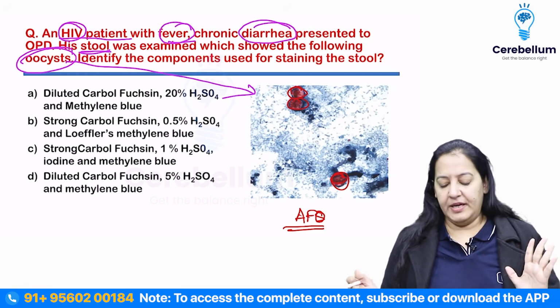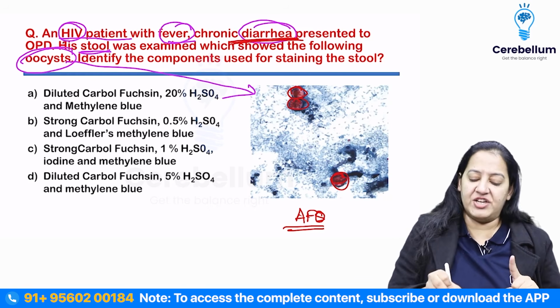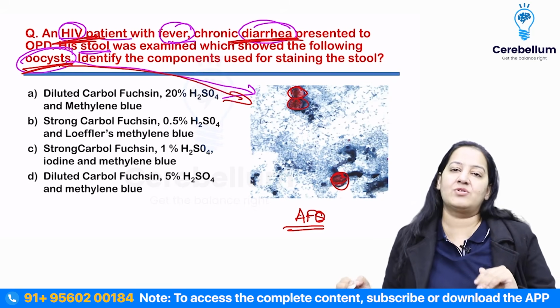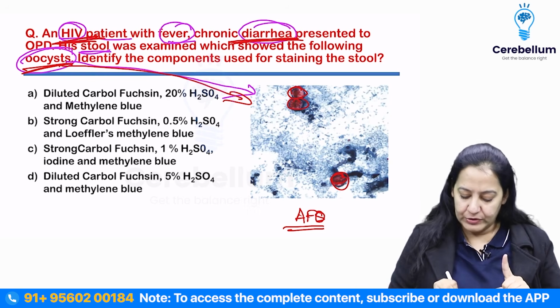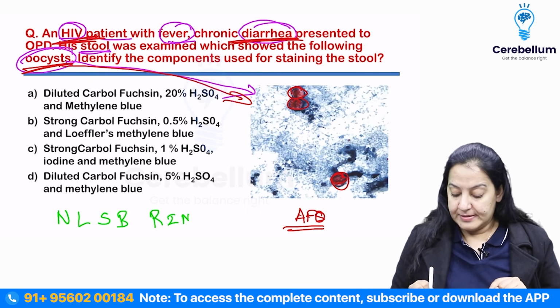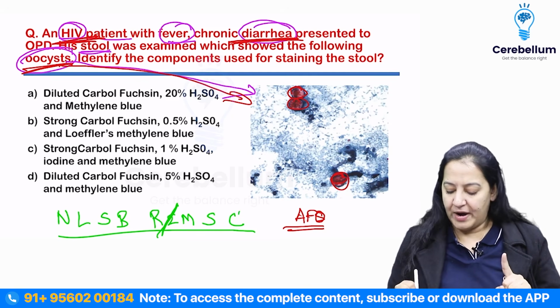So can you tell me the causative agent of diarrhea in an HIV patient whose oocysts are present in the stool and are acid-fast organisms? You know the acid-fast organisms, I have given you the mnemonic. If you try to say the full form now, it's Isospora and Cryptosporidium.